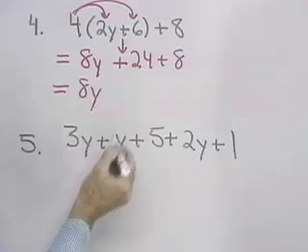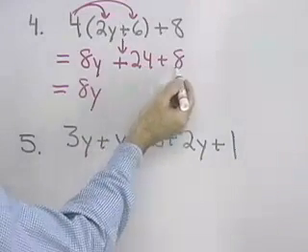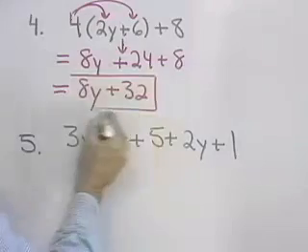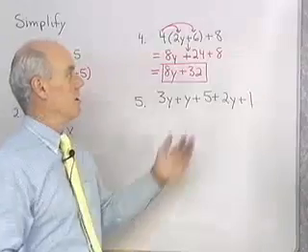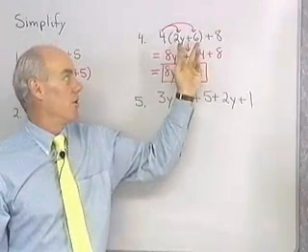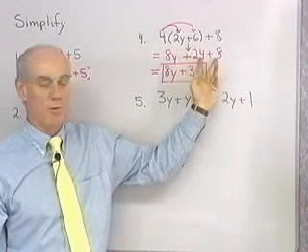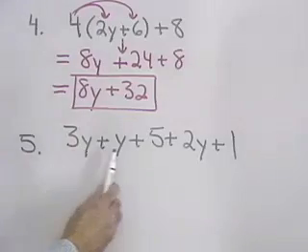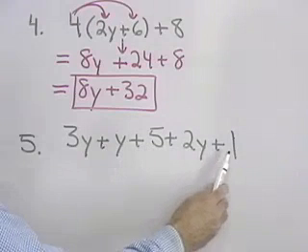I'll just write 8y plus 24 plus 8 will be 32. So that simplifies down to 8y plus 32. So I use the distributive property here to multiply this out and remove these parentheses. Then I'm adding what really are called similar terms. Here's another problem. 3y plus 5 plus 2y plus 1.